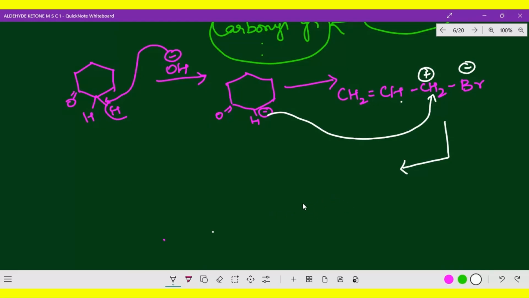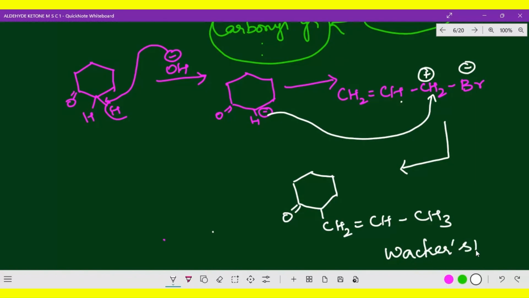And you are getting the compound here: C double bond O, no? Here double bond O. Here you will get CH2 double bond CH. Here you will get CH3. You will get this compound only, right? CH2 double bond CH, CH3. Right now at this point, Wacker's process is taking place. So this double bond is there, no? So Wacker's process.